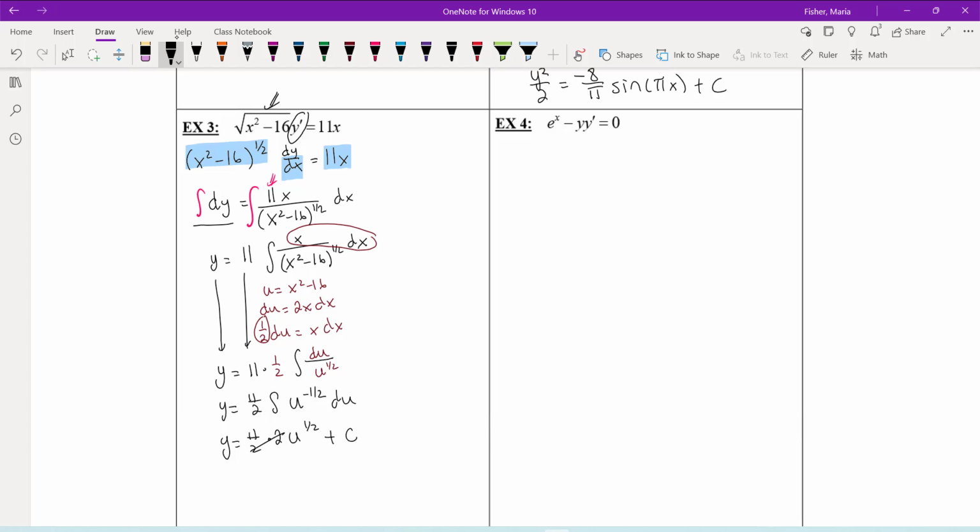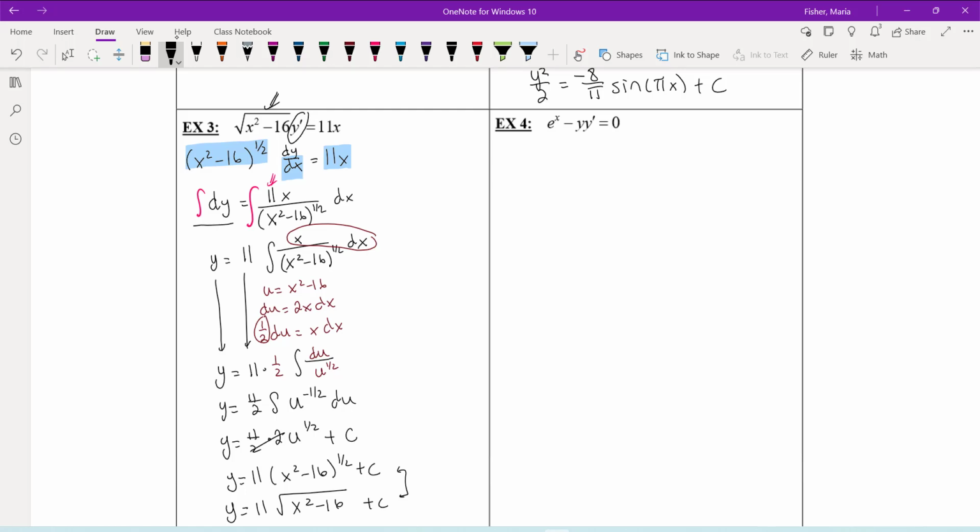The 2's here cancel, and getting out of u's and going back into x's, we have y is equal to 11 times (x squared minus 16) raised to the 1/2 plus c. And we can keep our answer that way, or we can write it back in radical form. y is equal to 11 square root of (x squared minus 16) plus c. Either answer is correct.